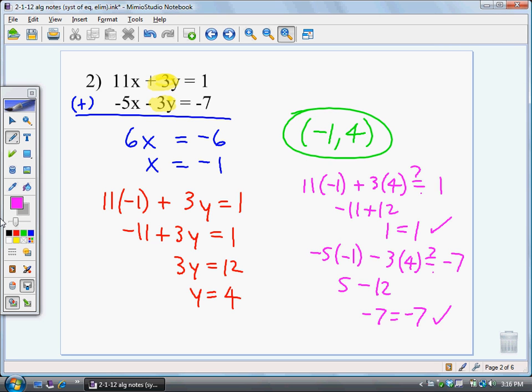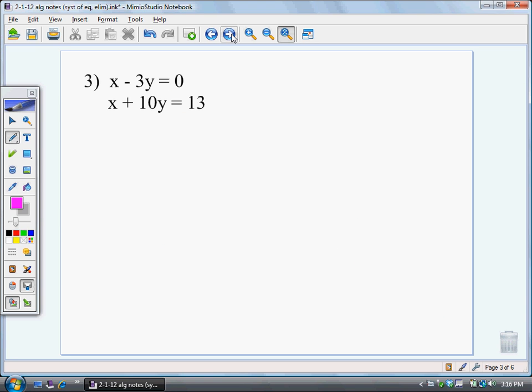Now in this next example, if you were to add these, you would end up with 2x plus 7y equals 13. Now that equation still has two variables, so it didn't do us any good to add them together. What we need to do now is something so that we can get rid of either the x or the y.